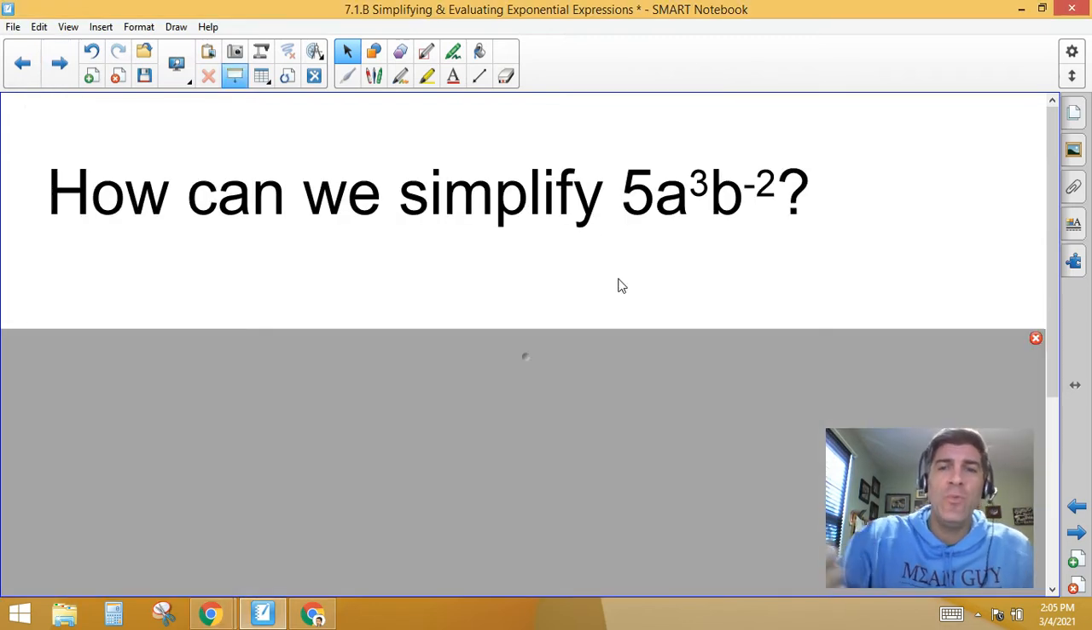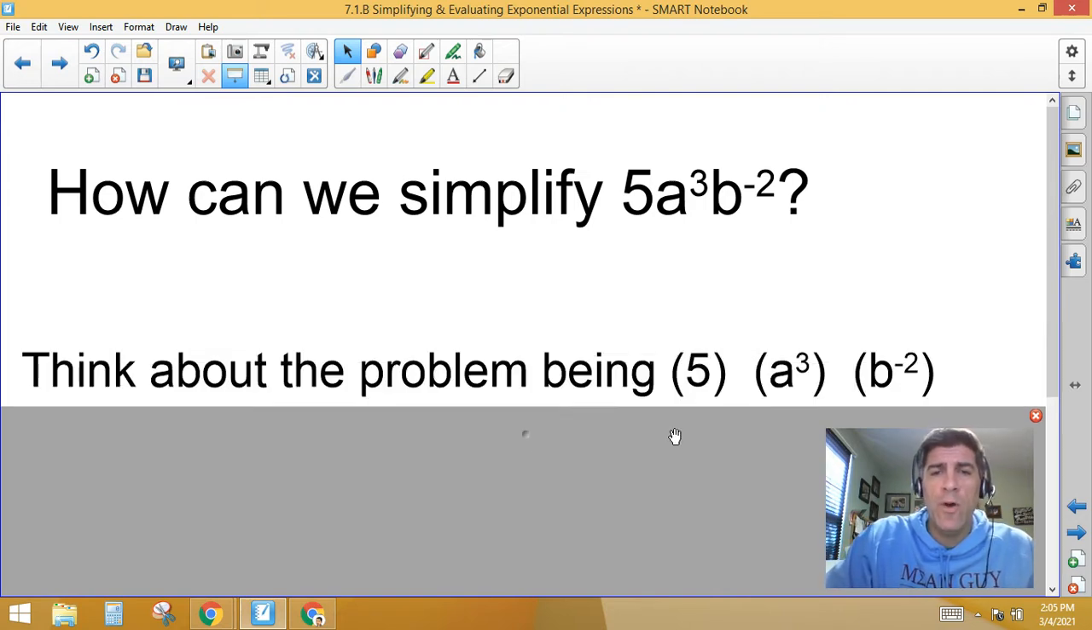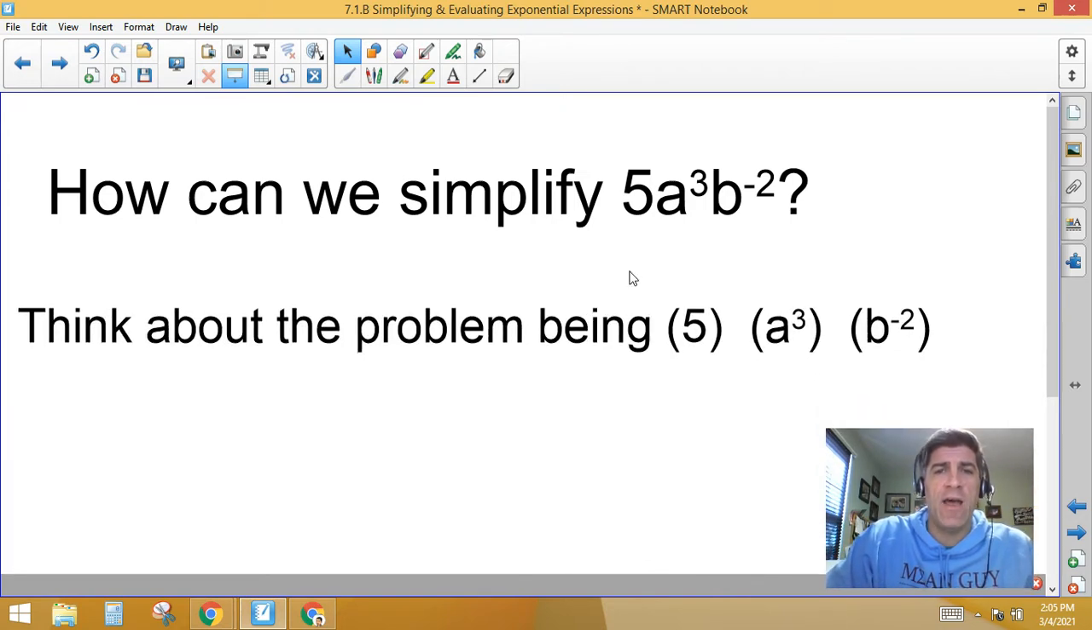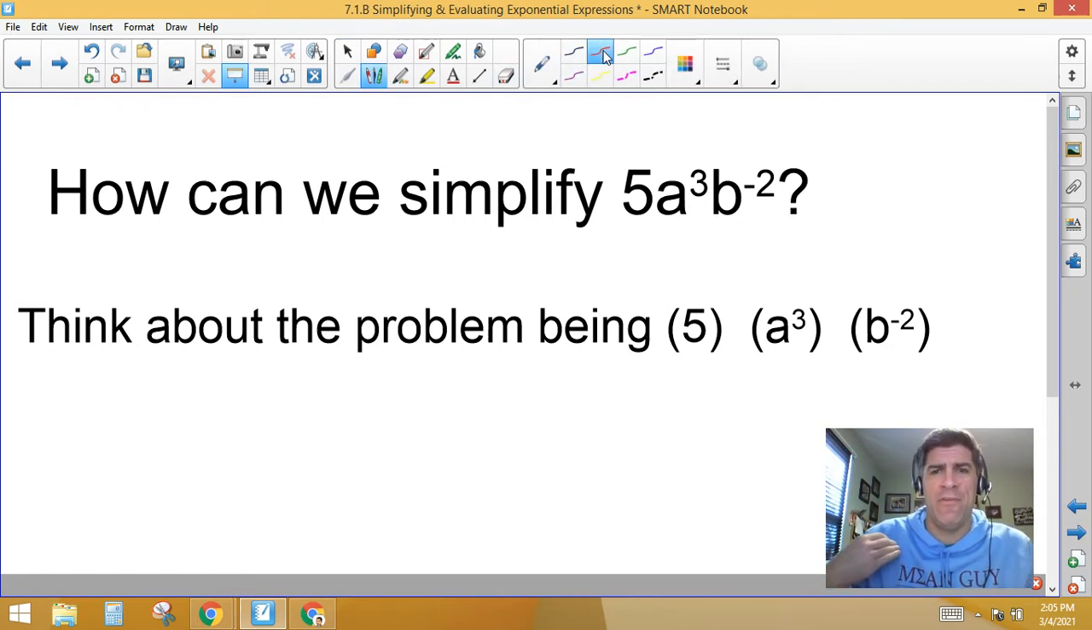All right. So how can we simplify something that's a little bit longer now? Well, what we want to do is think about the problem being 5 times a cubed times b to the negative second. To simplify it, we have to think about, is there anything I can simplify? Well, 5, there's nothing I can really do to 5. If I want to think about it, there is an invisible one exponent. I don't need to simplify that. A cubed, a times a, nothing I can do there. That's simple. B to the negative second. Aha, this is what we need to simplify.